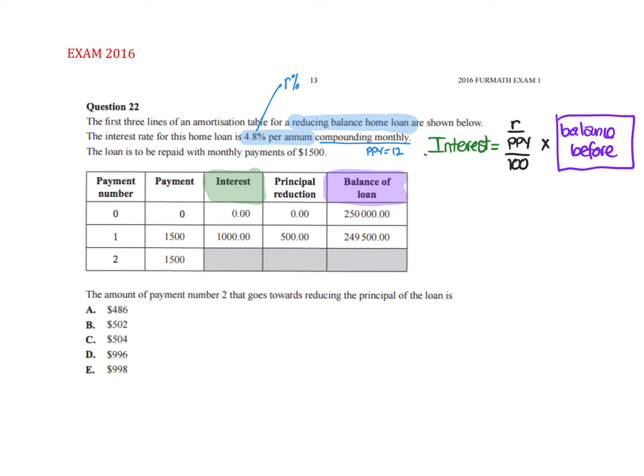All right, the loan is to be repaid with monthly payments of 1,500. So this is another thing you want to be writing. Maybe we'll just write PMT for payment, so we're aware. So we've got our amortization table that we've been used to seeing now. The amount of payment number 2 that goes towards reducing the principal of the loan. Pretty much that's just a way of saying they want number 2's principal reduction.